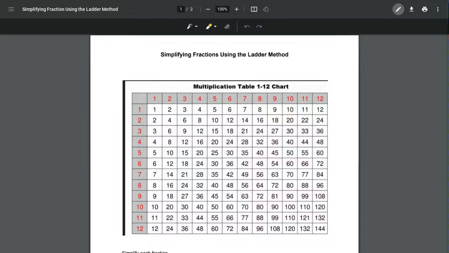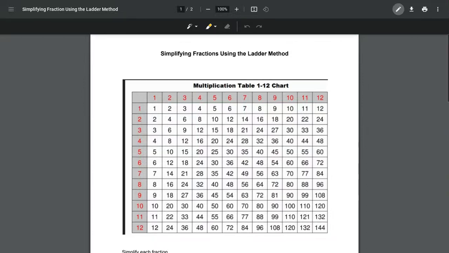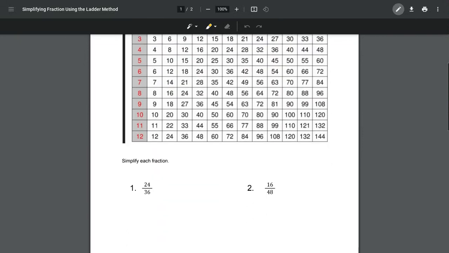All right, so I'm going to quickly go over simplifying fractions using what I call the ladder method. This is a skill you'll need throughout the year, throughout the rest of your high school career, and also if you plan on going to college. It's always good to know how to simplify fractions and mixed numbers.